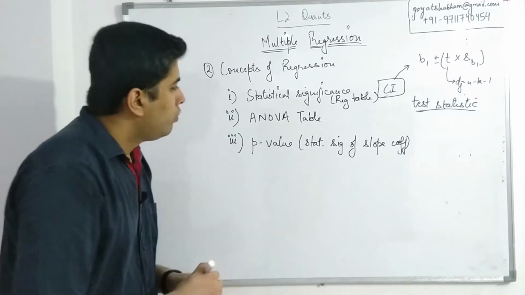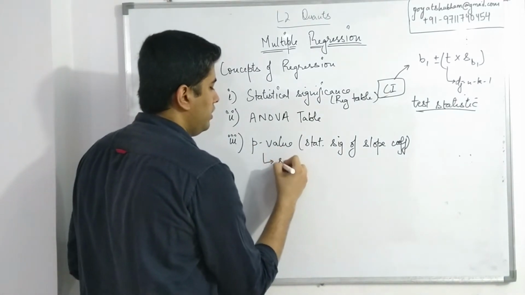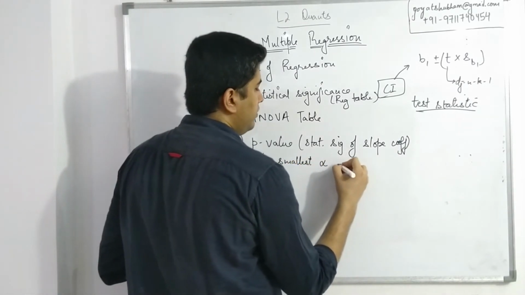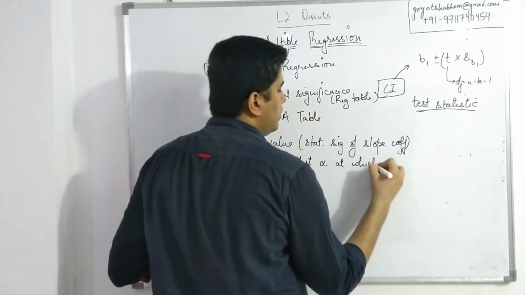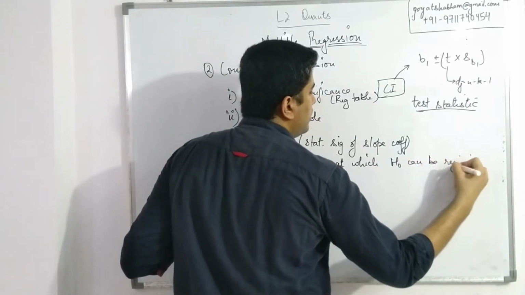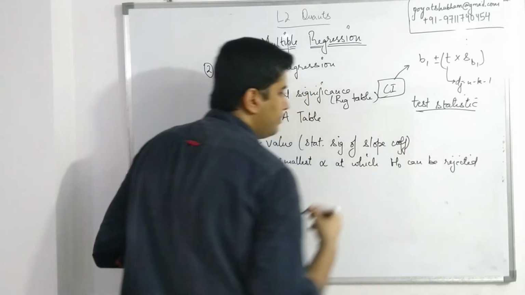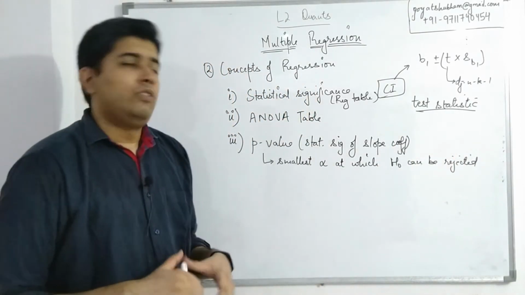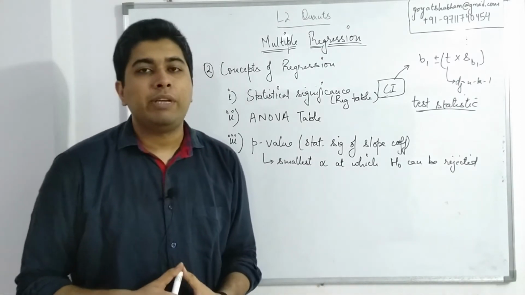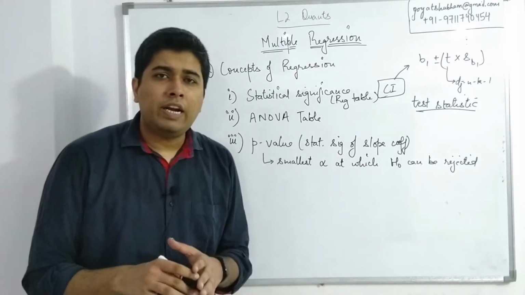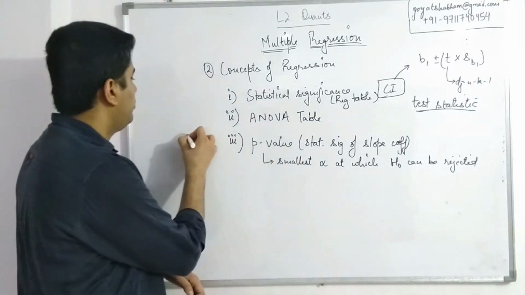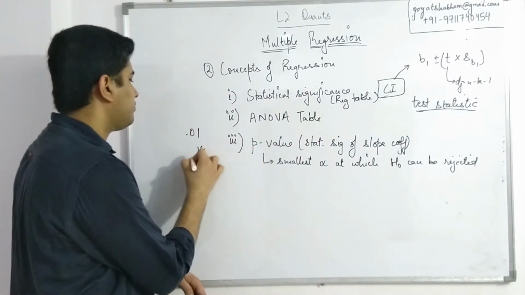So what is p-value? It is the smallest level of significance at which the null hypothesis can be rejected. So p-value represents the smallest level of significance at which the null hypothesis can be rejected. Now, just for the sake of understanding, let's take a hypothetical example where we get a p-value of 0.01 or 1%.